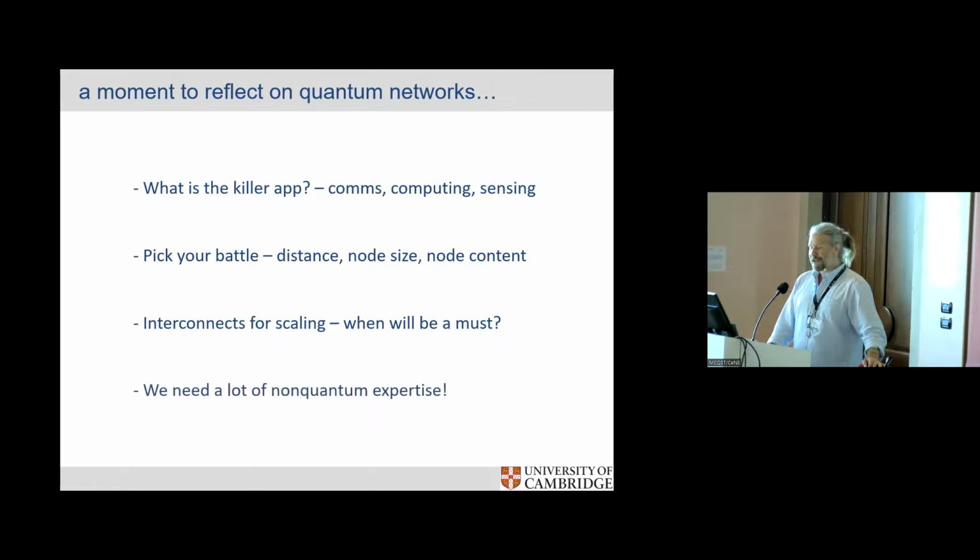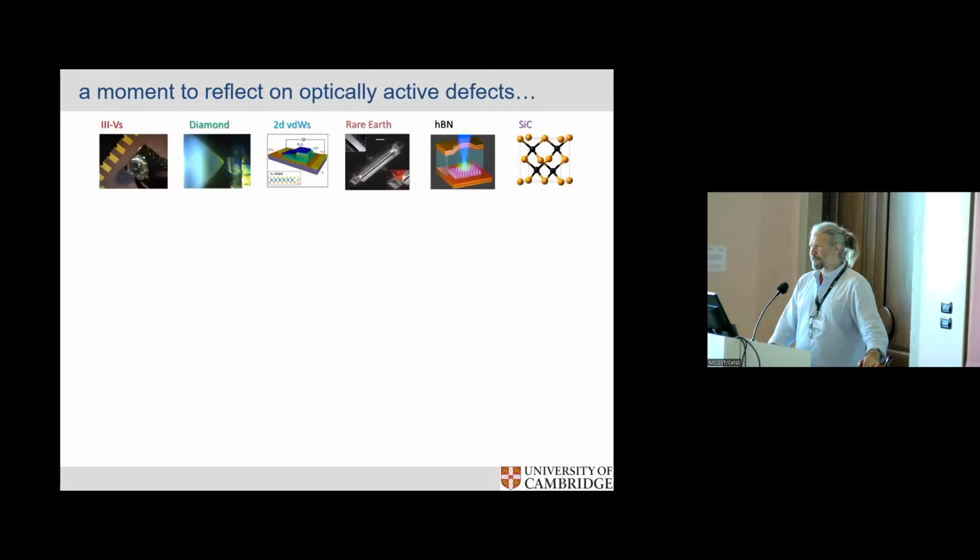And we need a lot of non-quantum expertise. So we need a lot of nano, we need a lot of fabrication, we need a lot of material science to support, because as you've seen from the beginning of the talk, the quantum physicist approach is the red blobs. So we need the real world to come in and fix it for us. So that's why these kind of meetings are always important.